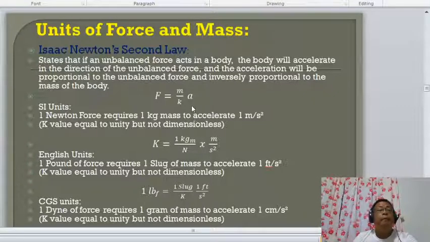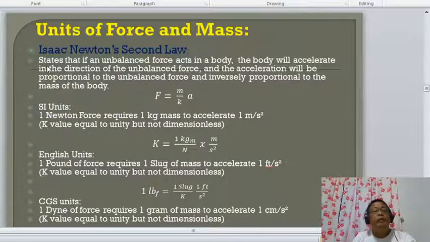It states that, or this is the second law of Newton. So we know already. So what does this second law state? This states that if an unbalanced force acts on a body, the body will accelerate in the direction of the unbalanced force. And the acceleration will be proportional to the unbalanced force and inversely proportional to the mass of the body.